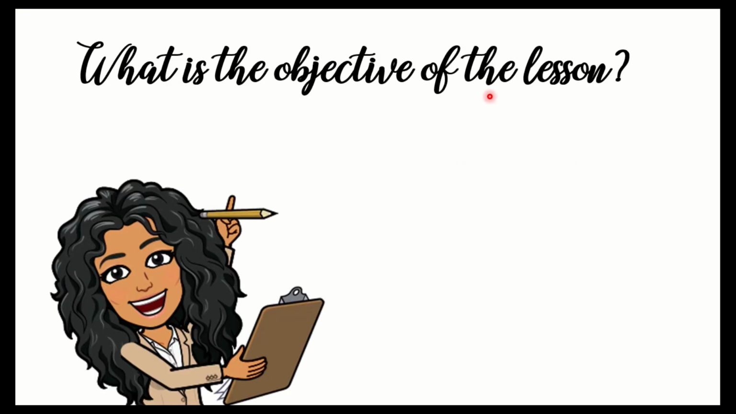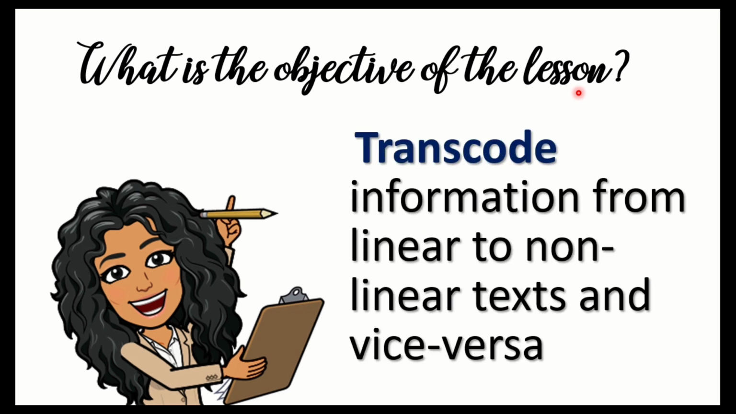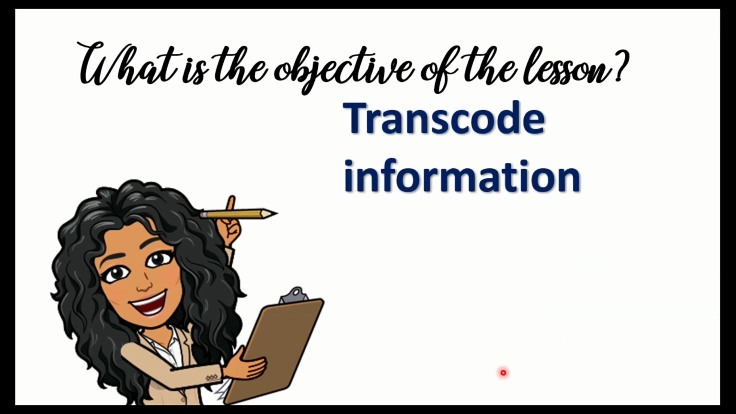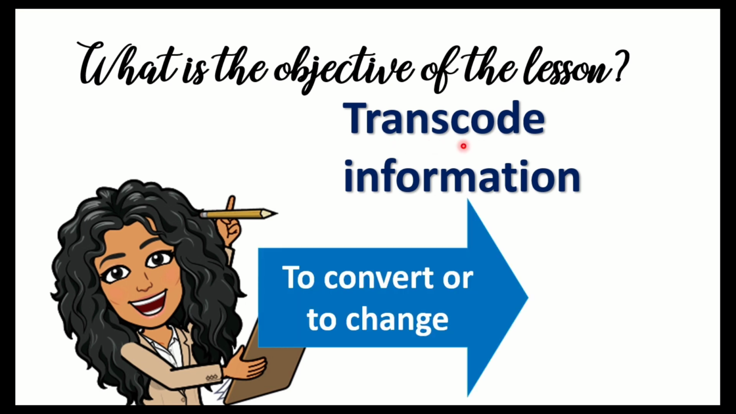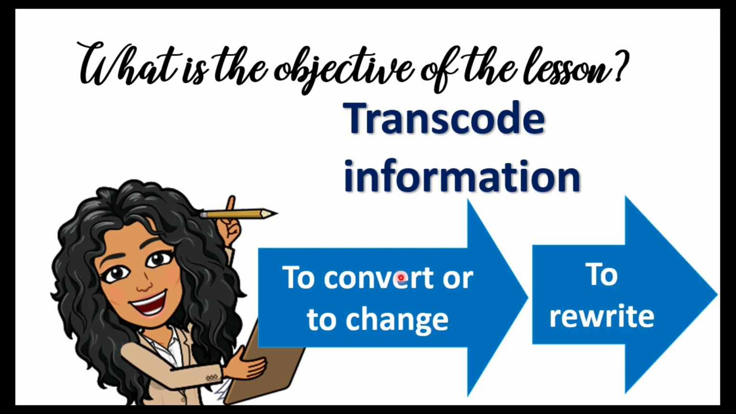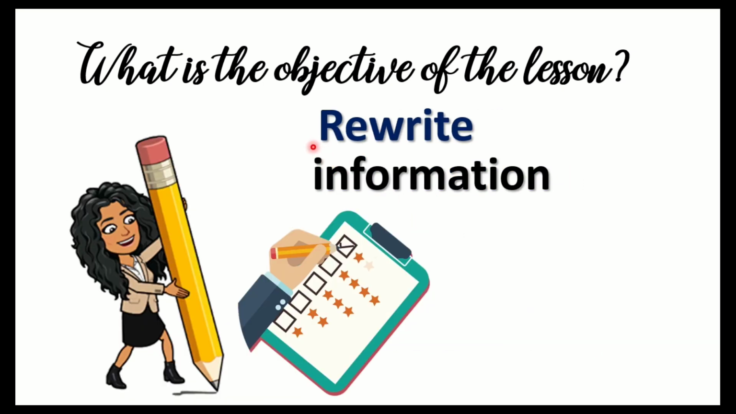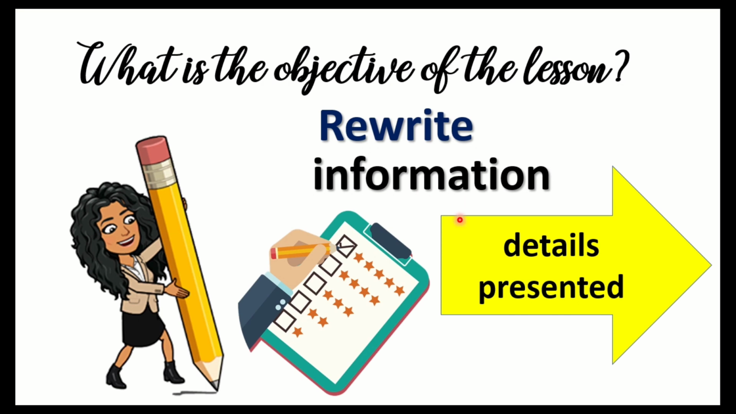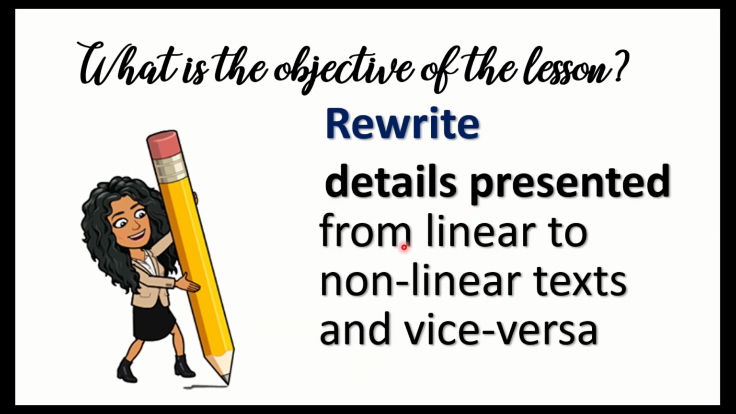What is the objective of today's lesson? It is to help you transcode information from linear to nonlinear texts and vice versa. To transcode information. But what does the word transcode mean? Transcode means to convert or to change. Or as applied in our lesson, it is to rewrite. Thus, it is to rewrite information or details presented from linear to nonlinear text and vice versa.